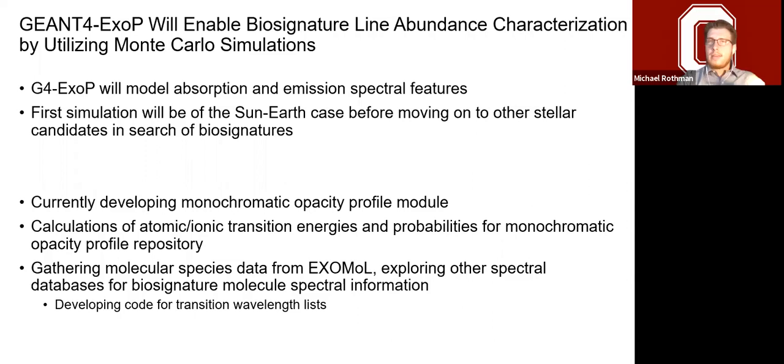Now, this is a huge step in development, and this will enable us to have the beginnings of a spectral information database within GN4XOP for simulation use. And we utilize the code SUPERSTRUCTURE for atomic and ionic spectral information. And we're gathering molecular species data from ExoMol for molecular spectral information. I developed a code to transform transition information provided by ExoMol into usable oscillator strengths, lists of these for calculations by GN4XOP and monochromatic opacity generation.